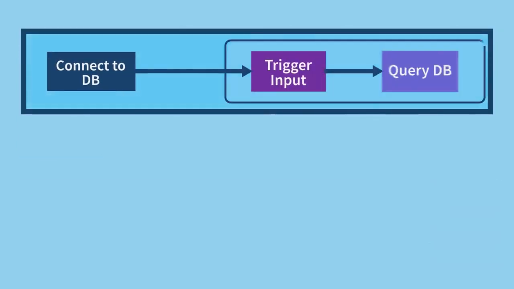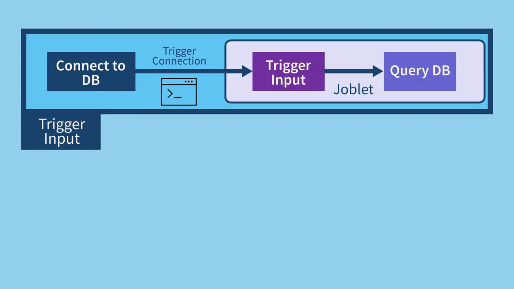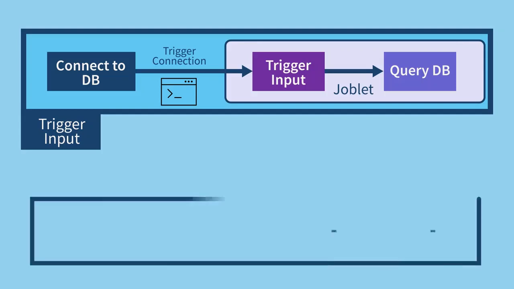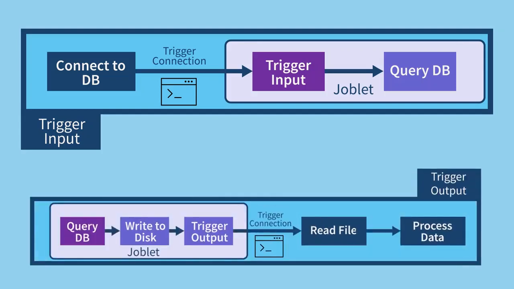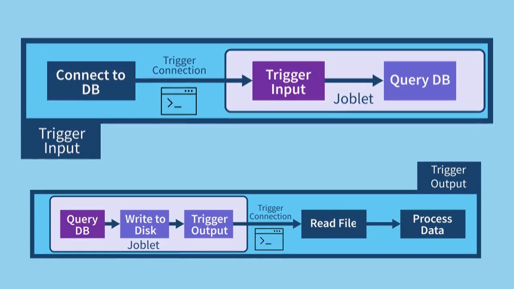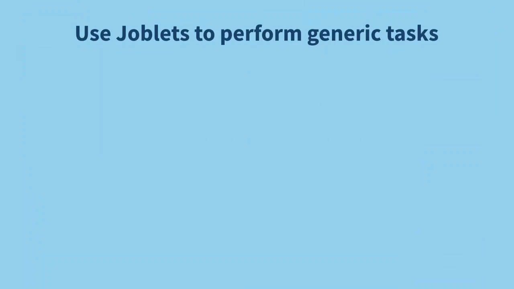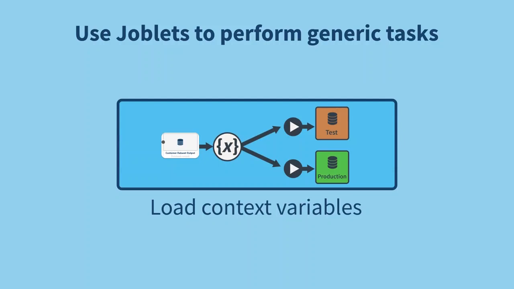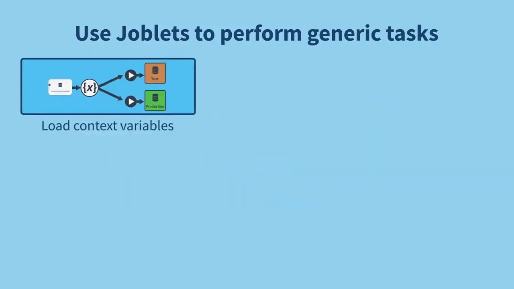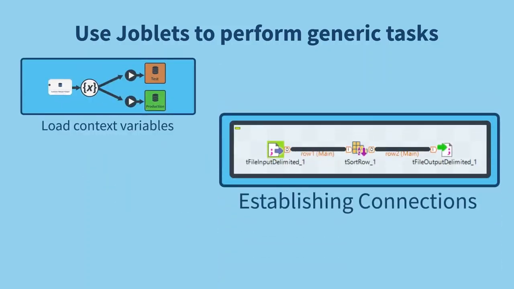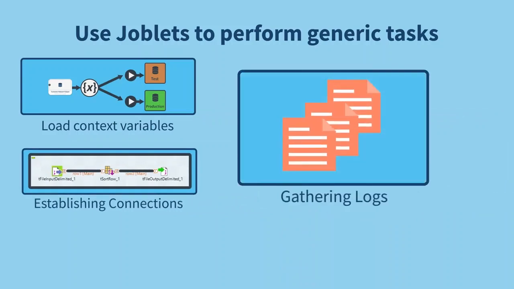Joblets use the trigger input component in conjunction with the trigger connections of the main job to begin execution of the joblet. Joblets use the trigger output component to initiate the execution of another job or subjob. You can use joblets to perform generic tasks in different jobs in your project, such as loading context variables required for job execution, establishing connections, and gathering logs.